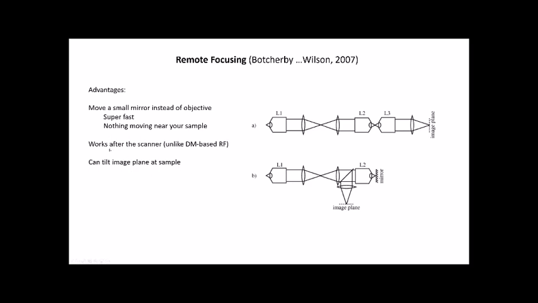Another cool thing that you can do, which has been used to great effect, I think to greatest effect in a slightly different way with single objective light sheet imaging, is that you can actually tilt the image on your sensor relative to the sample. So if you were to tilt this mirror, you could actually sample different tilted planes within the sample.